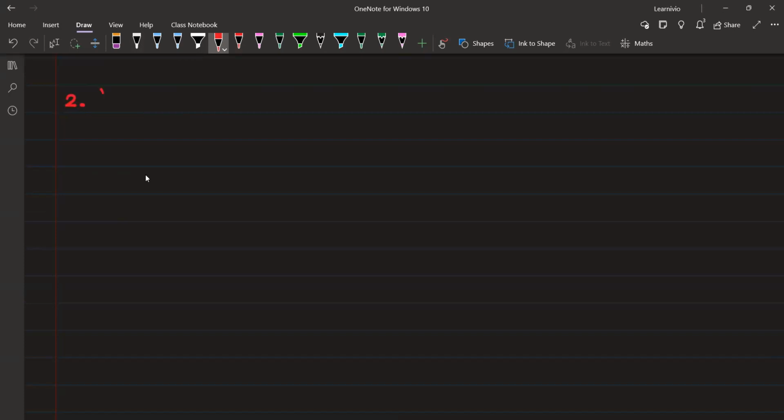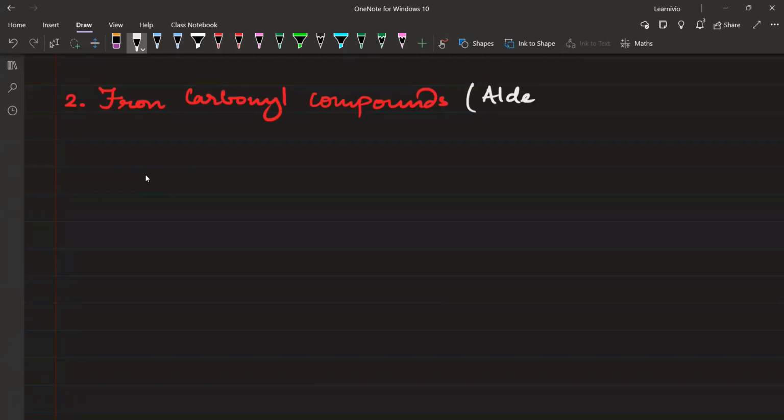Second method of preparation from carbonyl compounds. Carbonyl compound क्या होते हैं? Aldehyde and ketone. Aldehyde and ketones. ठीक है, ध्यान दीजिए ये पार्ट.